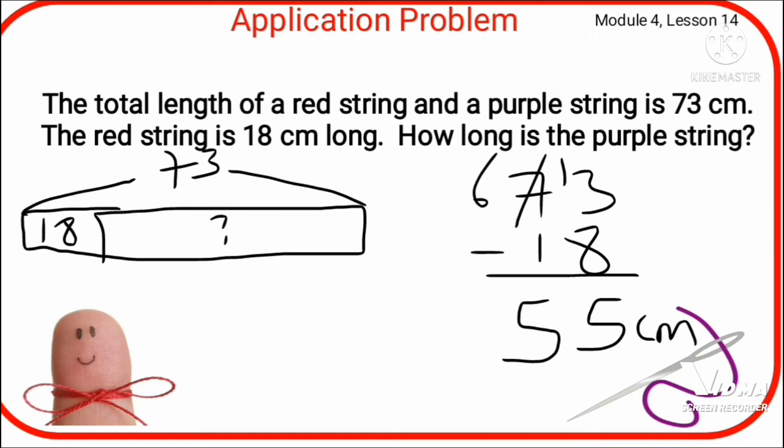Let us solve it vertically. 73 minus 18. You cannot remove 8 from 3. So I'll take a 10 and make it 10 ones. 10 ones plus 3 ones is 13 ones. If I subtract 8 from 13 ones, I'll have 5 ones. And now the other 6 tens minus 1 ten is 5 tens. So it is easy now to see how long the purple string is. It's 55 centimeters long.